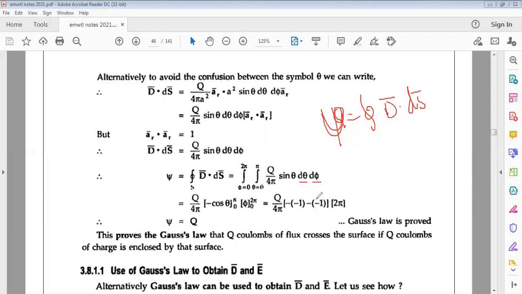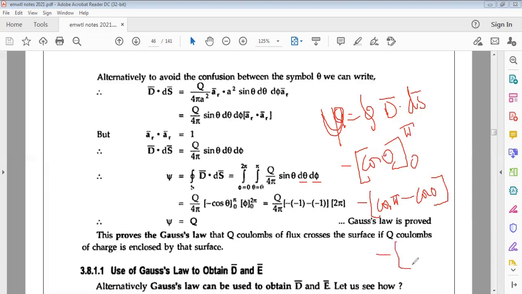Why it is a minus: internally there is a minus sign here. See, I am keeping the minus outside. Cos theta between pi and 0. So minus of cos pi minus cos 0. Okay, minus of cos pi, which is minus 1, minus cos 0, which is 1. So minus 1 minus 1 is minus 2, and with the outside minus it becomes 2.